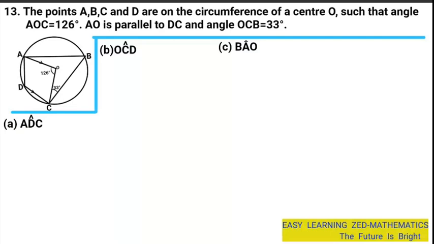Question number 13 was: the points A, B, C, and D are on the circumference of a circle with center O such that angle AOC is equal to 126 degrees, AO is parallel to DC, and angle OCB is equal to 33 degrees. They are asking us to find A, angle ADC, B, angle OCD, and C, angle BAO. So what you need to do is start with the diagram.